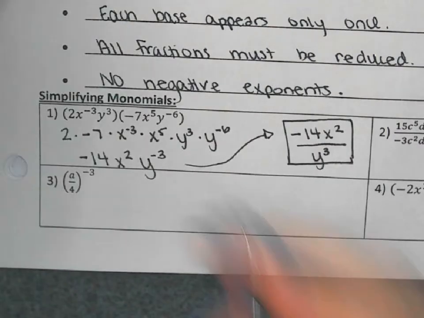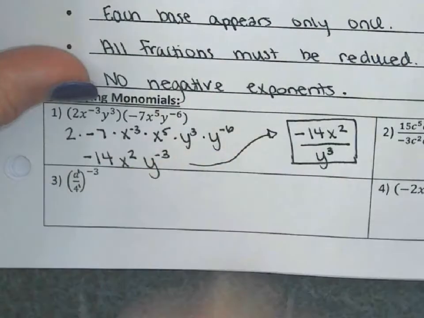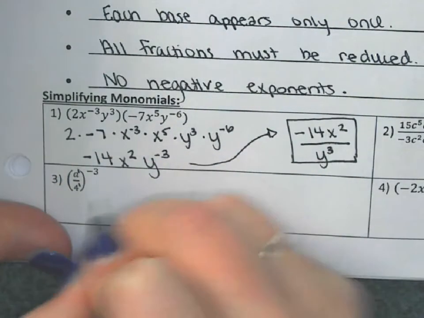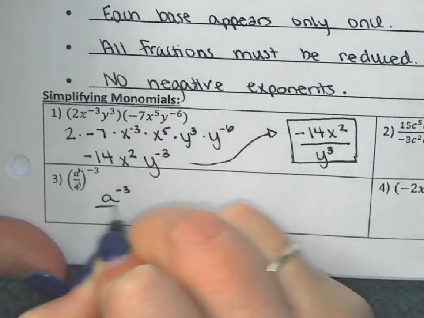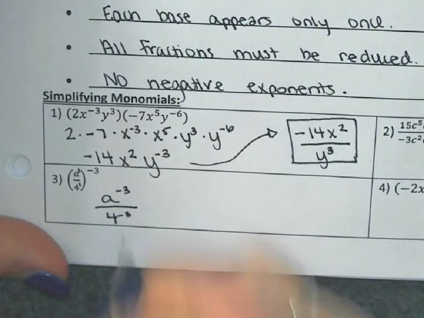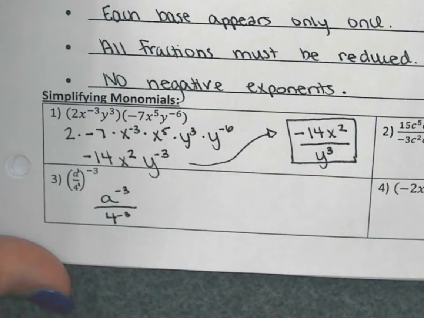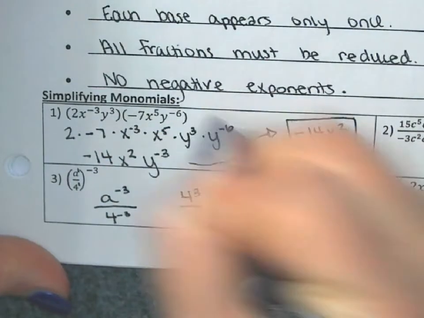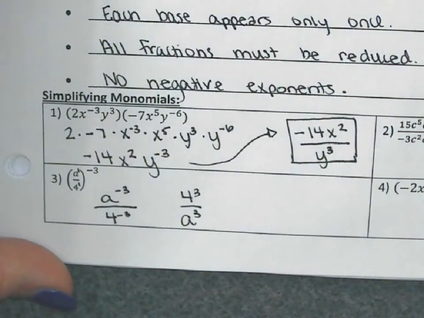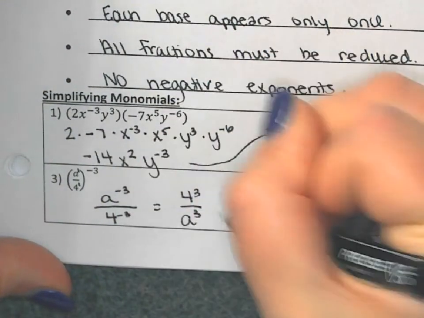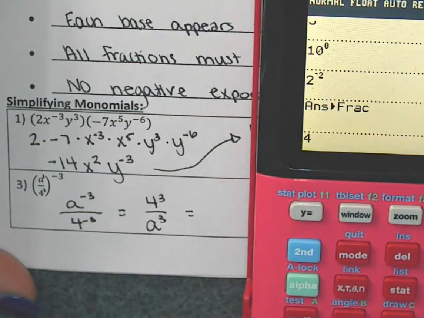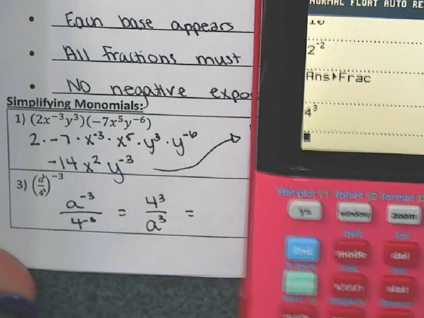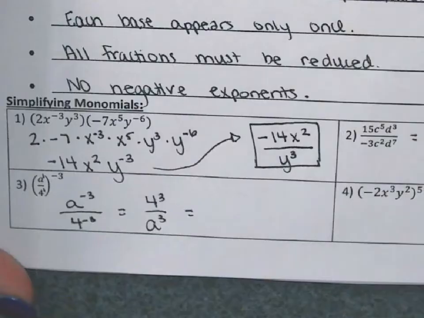This one here, the a has an exponent of 1 and 4 has an exponent of 1. So this becomes a to the negative third over 4 to the negative third. Now we can't have negative exponents, so they're just going to trade spots. 4 to the third will become on top. a to the third will go on the bottom. And the last thing that I can do is evaluate what 4 to the third power is. In your calculator, you could type it in, and it's 64.